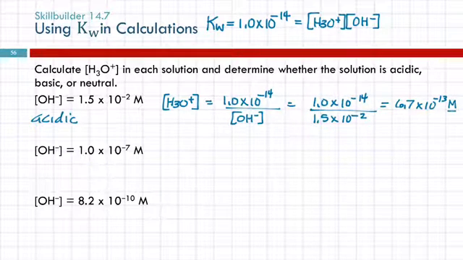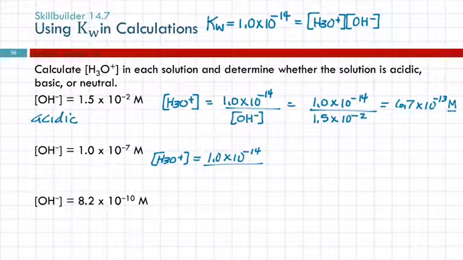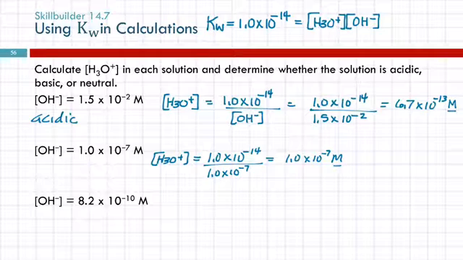For the second one, the calculation is the same with a different number. If you're really on top of things, you might realize, oh, we don't actually have to do this calculation, but we're just going to do it anyway. If I do the math, I come up with 1.0 times 10 to the minus 7, and then I put molarity on there because I know that's what the unit's supposed to be. Acidic, basic, or neutral? Neutral. These are the same. The concentrations of hydroxide and hydronium are the same, and that's what you have in a neutral solution.